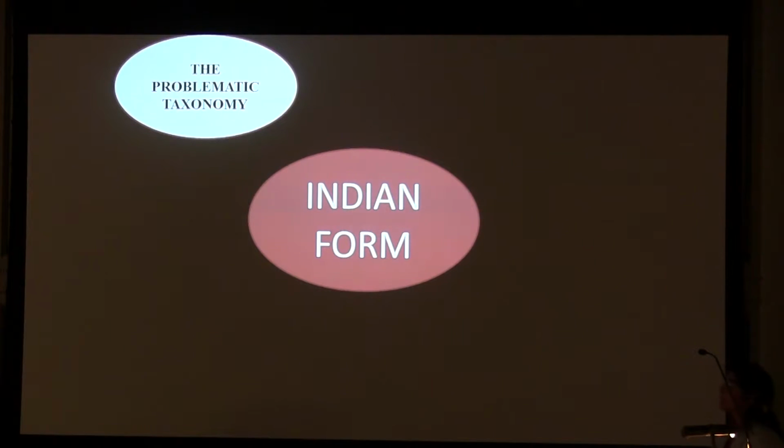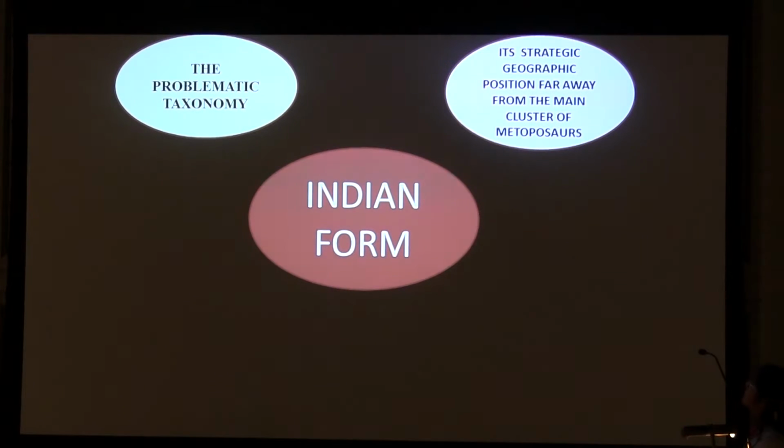First, the problematic taxonomy. The taxon doesn't have a name yet, and it needs to be assigned a name because it is really unique in its geographical position, quite isolated from the main cluster of the Metoposaurids, and there are several unique parameters which I am going to show next. I said the second is the strategic geographical position away from the main cluster.